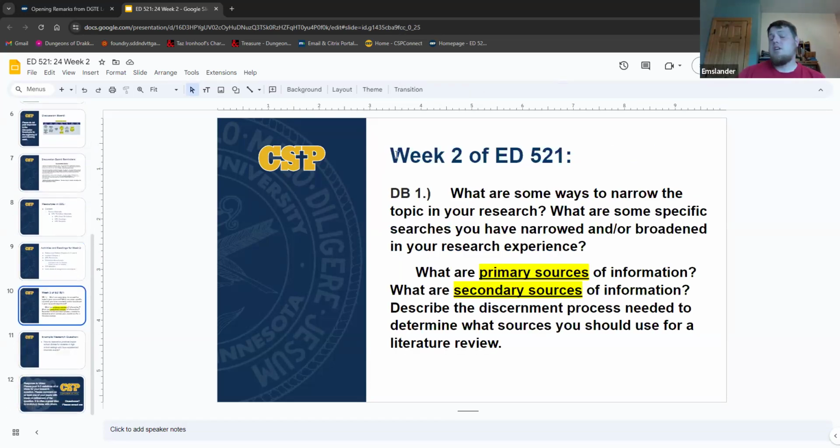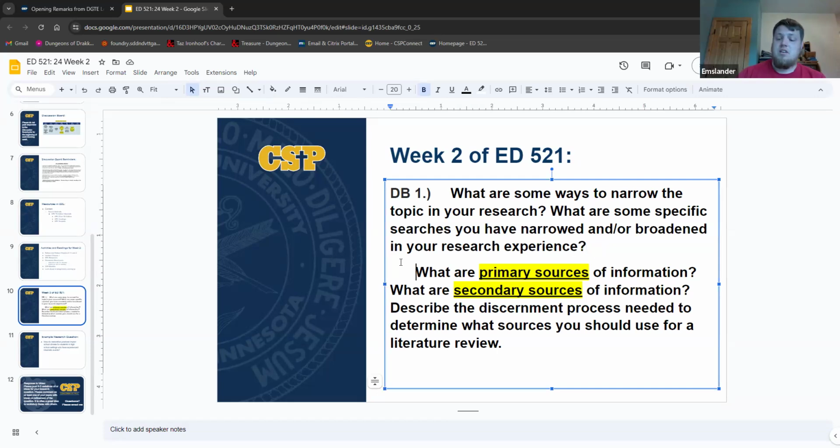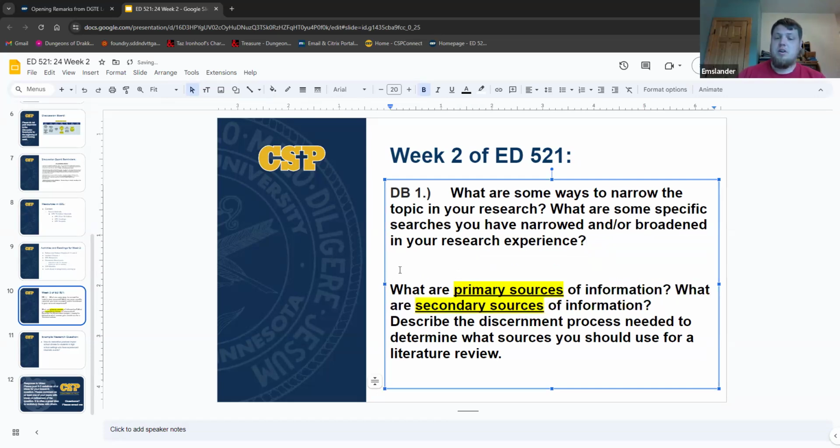So your discussion board post for this week is, what are some ways to narrow the topic in your research? What are some specific searches you have narrowed and or broadened in your research experience? Secondary question, if you want to respond to that in the same one, is what are primary sources of information and what are secondary sources of information? And describe the discernment process needed to determine what sources you should use in a literature review.